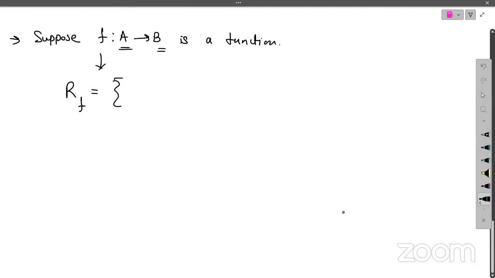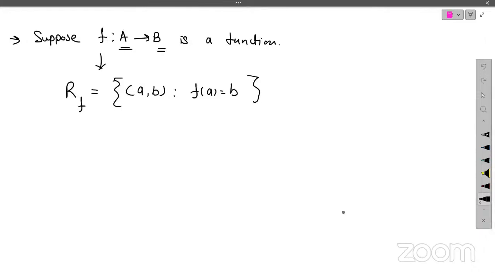This relation contains all the tuples (a, b) in such a way that f of a is equal to b. That means f takes a as an input and gives us output b, then these 2 elements a and b are related. This is known as the associated relation to our given function. So every function is a relation, but the converse is not true. And as we know that every relation we can plot, for every function we can have a graph of the function.